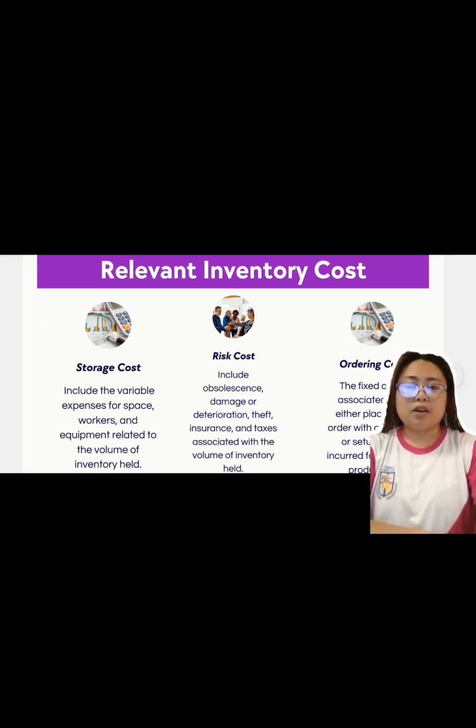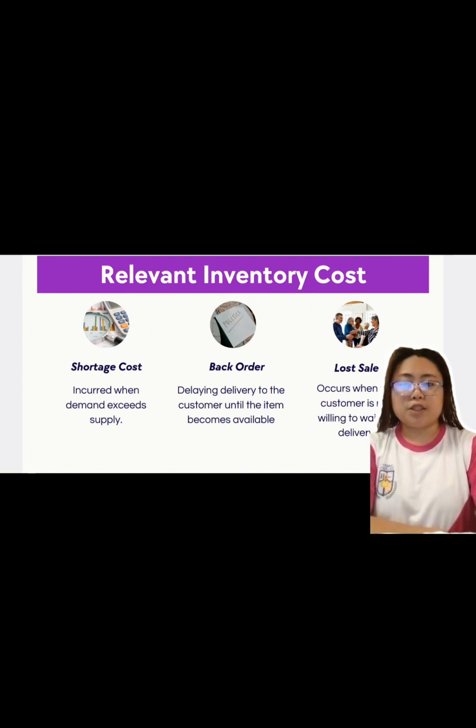And when it comes to ordering cost, it is the fixed cost associated with either placing an order with a supplier or setup cost incurred for in-house production. Now let's proceed to shortage cost. Shortage cost is incurred when demand exceeds supply. And back order is delaying delivery to the customer until the item becomes available. And the last one is lost sales.